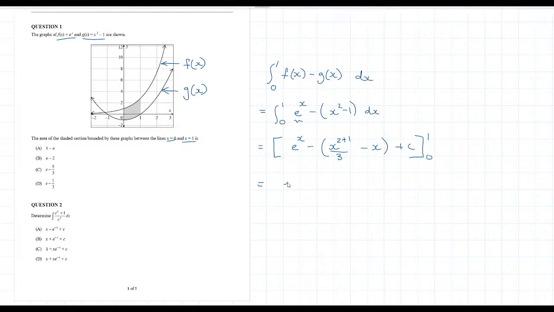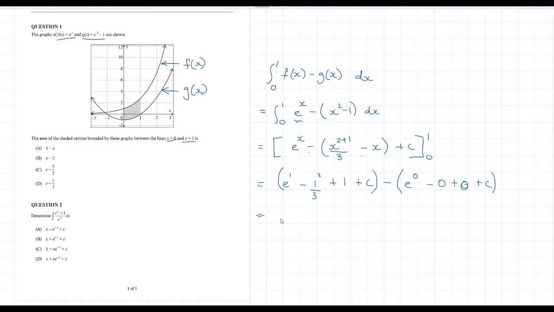So let's sub in 1, so that's e to the power of 1 minus 1 to the power of 3 over 3, minus times minus is plus, so we're going plus 1, plus c. All of this take away. Now we can sub in 0, so that's e to the power of 0 minus x to the power of 0 over 3, well that's just 0. X is 0, so plus 0 again, and plus c.